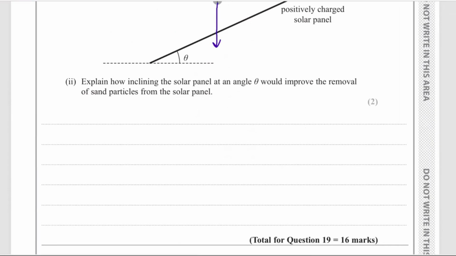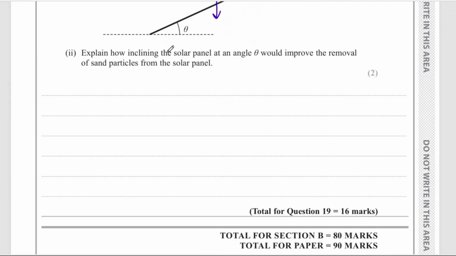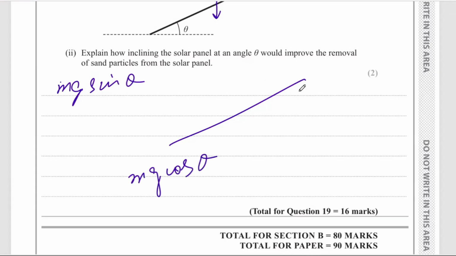Explain how inclining the solar panel at an angle theta would improve the removal of sand particles from the solar panel. So we just need to talk about how inclining the solar panel at an angle theta helps. Well, if you're going to incline that, the weight has two components. It would either be mg sin theta, or it is going to be mg cos theta. So when you incline it down, one of them would be cancelled out, right? So you're going to talk about mg cos theta. This is what you're going to get rid of. And yeah, so the weight should decrease, right?